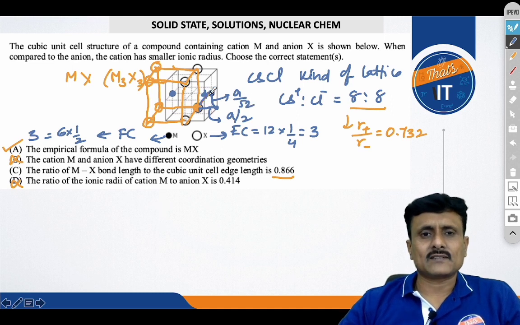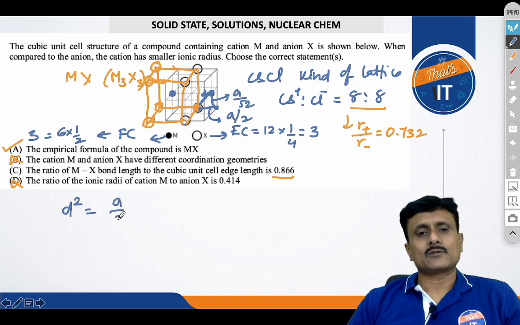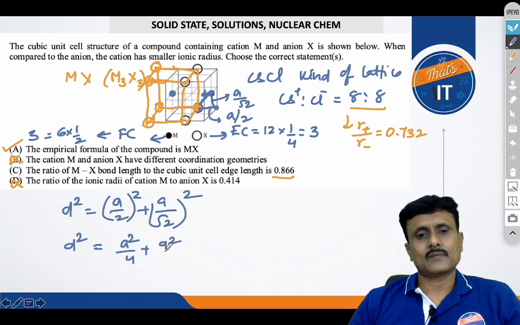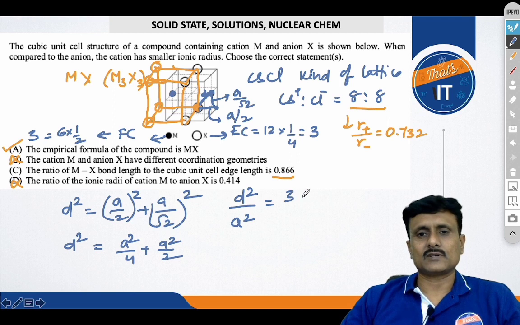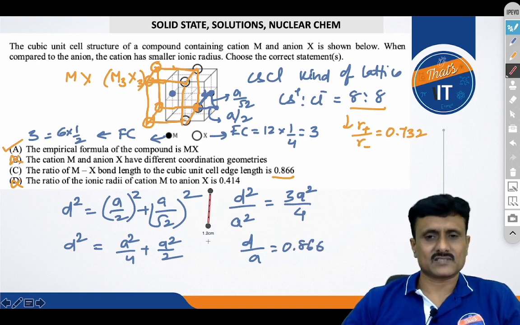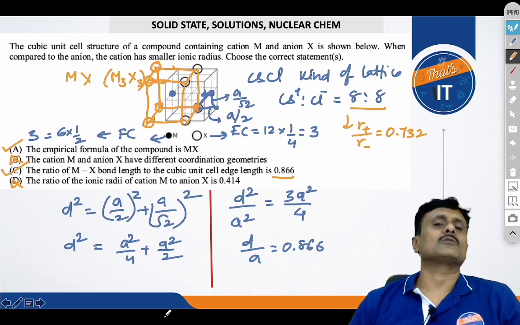So if I apply Pythagoras theorem to find out d, you will get d square is equal to a by 2 whole square plus a by root 2 whole square. So d square is equal to a square by 4 plus a square by 2. Alright, so d square by a square is equal to how much? 3a square by 4, or d by a is equal to maybe 0.866. I am not sure about it. I want you to cross check that value. Alright, so if that is correct, then the right answer for this question is also C.